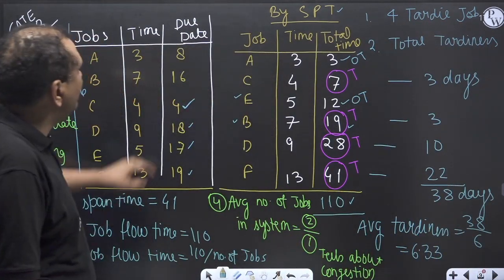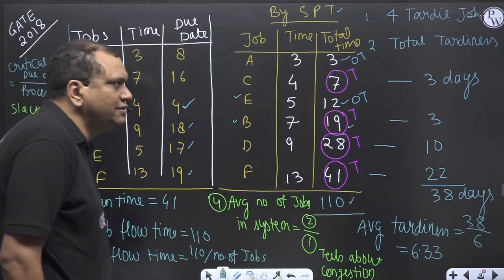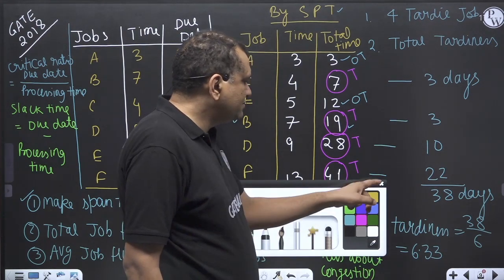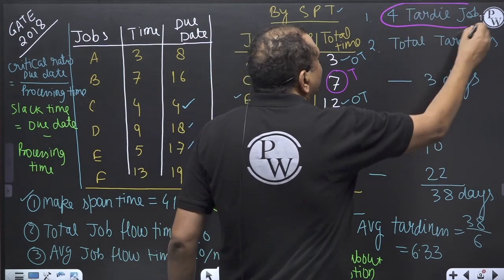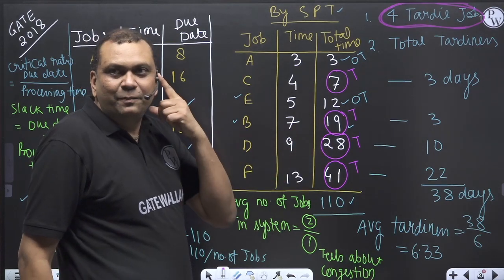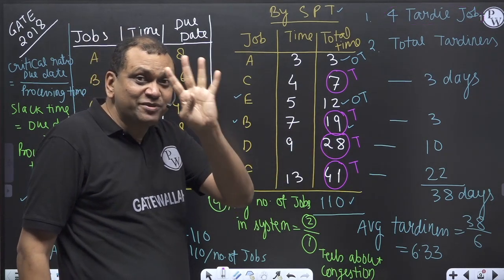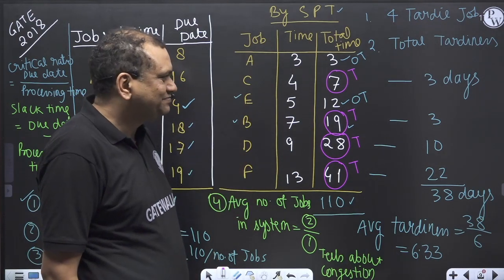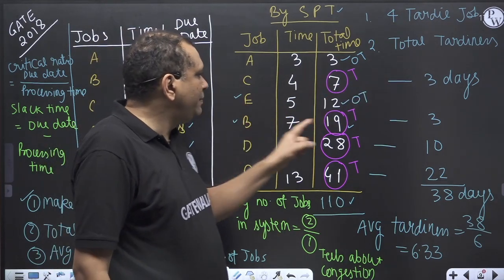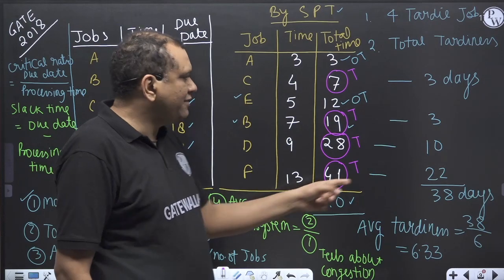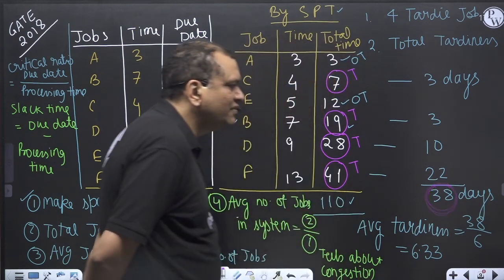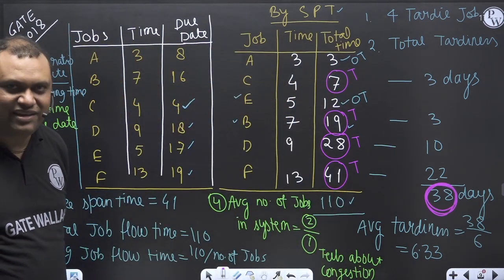So by following the SPT technique, 4 jobs will be tardy always. 1, 2, 3, 4. Job C is tardy, meaning late, by 3 days. E is on time, B 3 days, D 10 days, F 20 days. So total tardiness is 38 days.